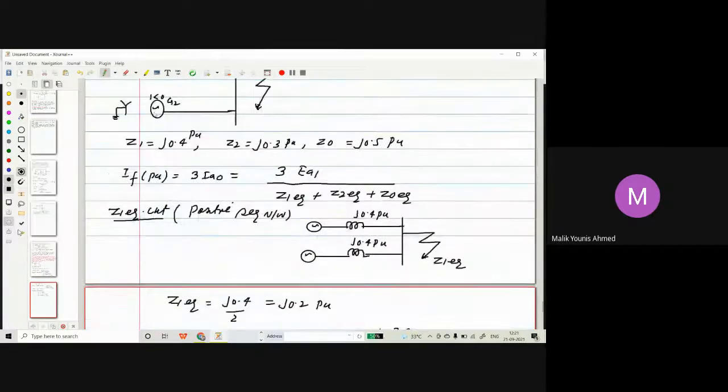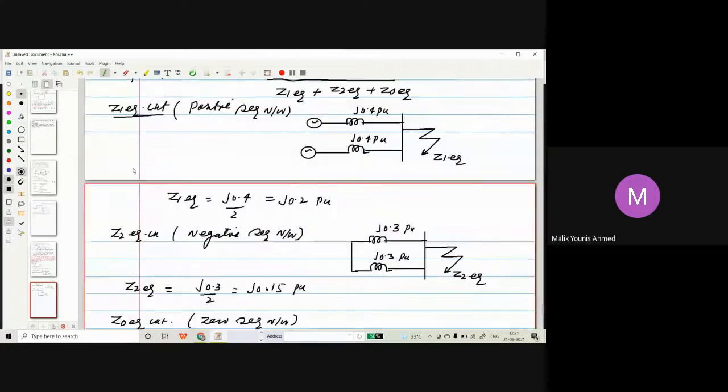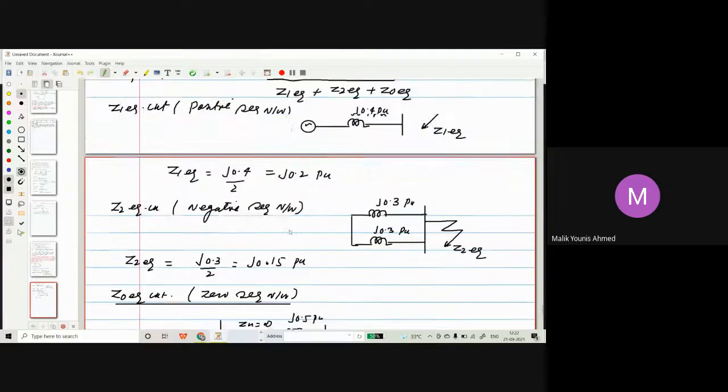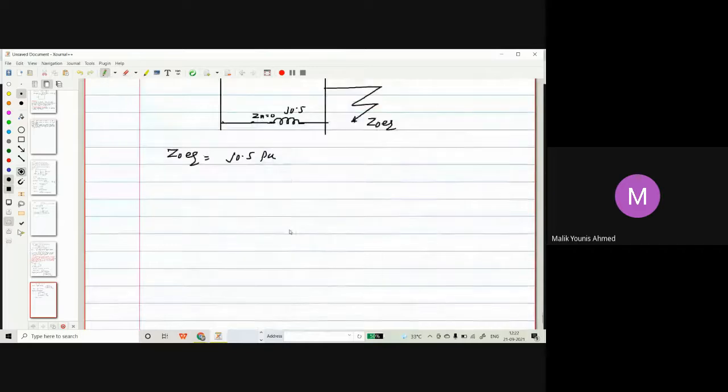But this has a problem: in this generator, there is no connection between neutral point and ground, so this will be left open. When this is left open, here Zn will be equal to infinity. So Z naught equivalent will be, this is an open path, only equal to J.5 per unit. This was the most important thing in this GATE question. The rest, the other two, were easy.